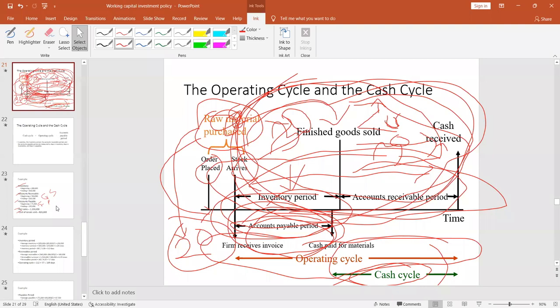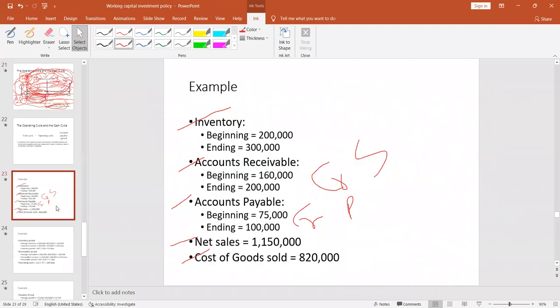40. Same discussion, now we are continuing numerically. For this, how much information do we need? We need information about inventory, accounts receivable, accounts payable, and sales and cost of goods sold.